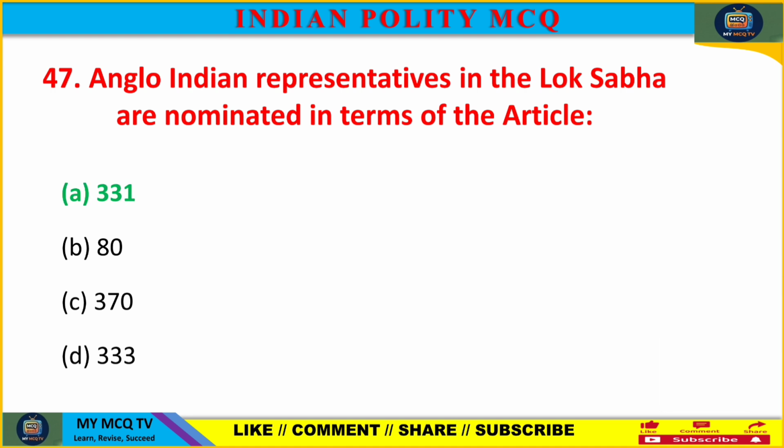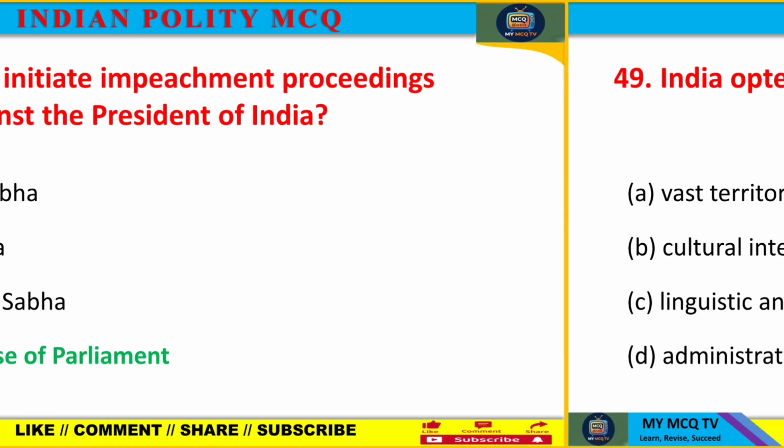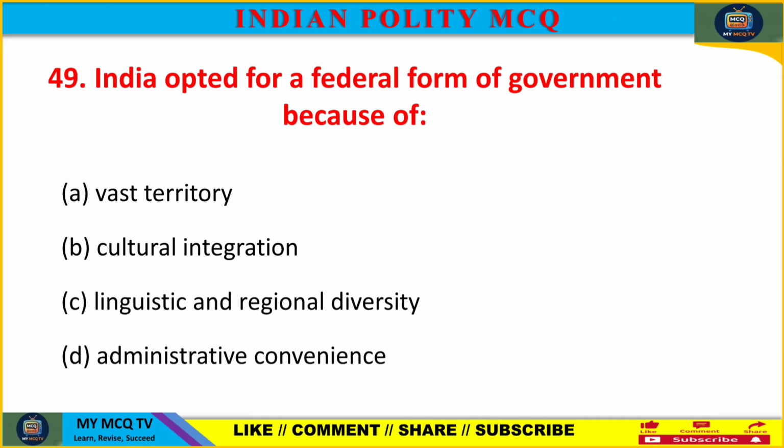Correct answer. A. 331. Note: this provision was repealed by the 104th Amendment Act, 2019. Who can initiate impeachment proceedings against the President of India? Correct answer. D. Either House of Parliament. India opted for a federal form of government because of. Correct answer. C. Linguistic and regional diversity.